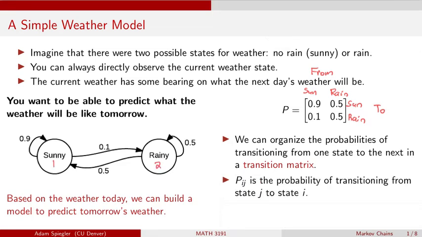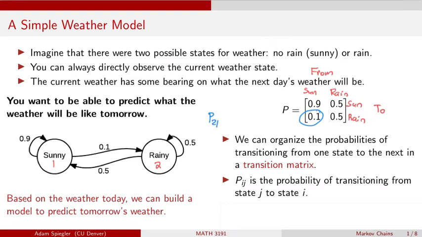And so first, let's denote sunny as state number 1 and rainy as state number 2. And it doesn't matter which way we number these states. So let's take a look at how we can come up with the entries in this matrix. So for example, let's take a look at entry P21. So this is the entry in the second row, first column.